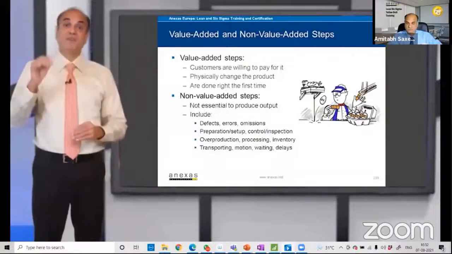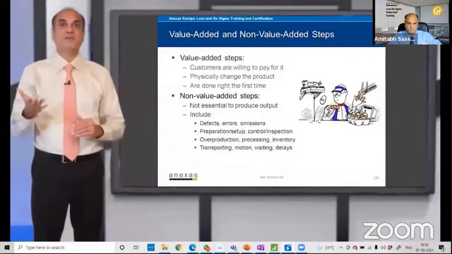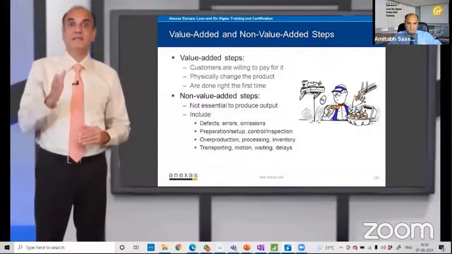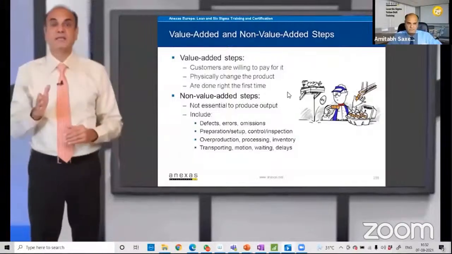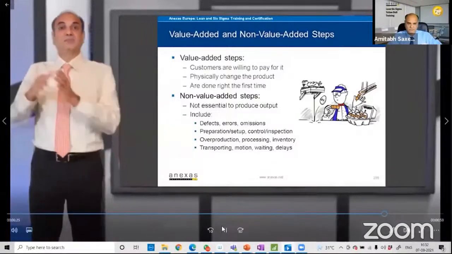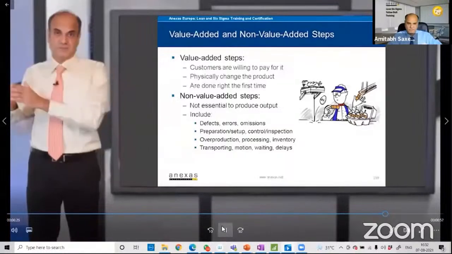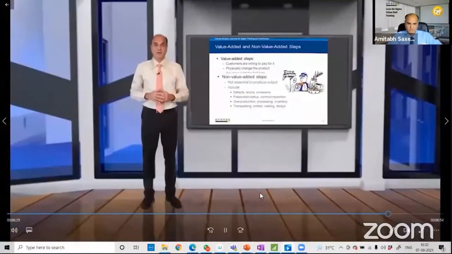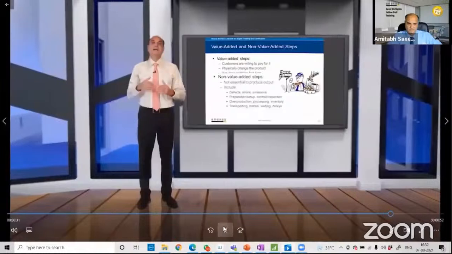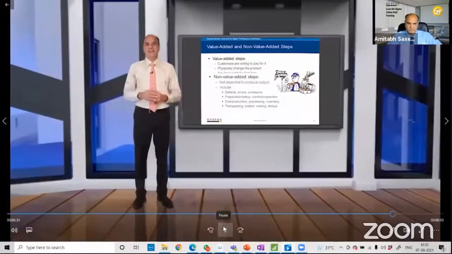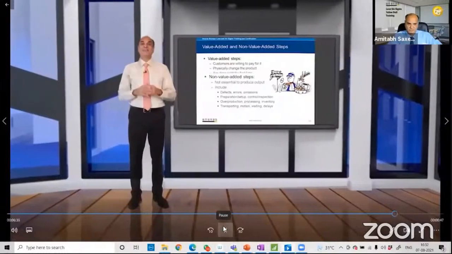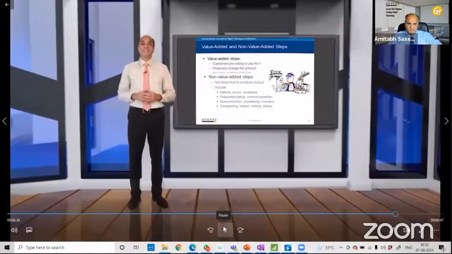And also one more criteria of assigning a step to be value added is that it should physically change the product and bring it closer to the output. So if any of these three conditions are not being satisfied, that means this process step is a non-value added activity. It can be classified as a waste.